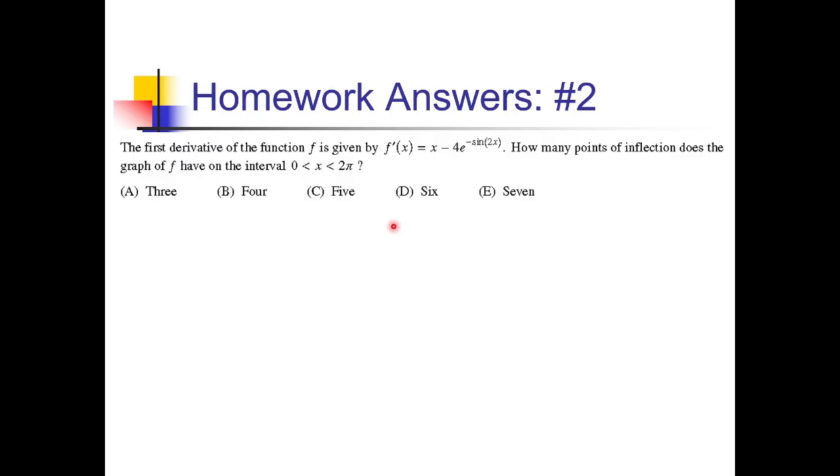For this problem, they're giving us the first derivative of a function. It's x minus 4e to the negative sine of 2x. And they want to know how many points of inflection the graph of f has on the interval from 0 to 2 pi. So one way you could figure this out would be to figure out f double prime, graph that out, and see how many times it changes sign.